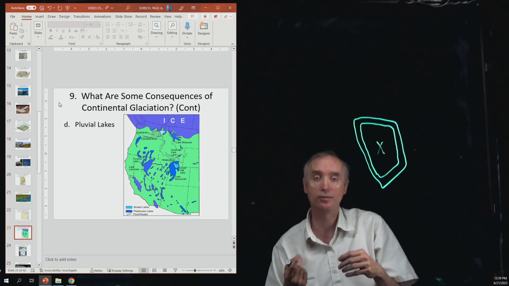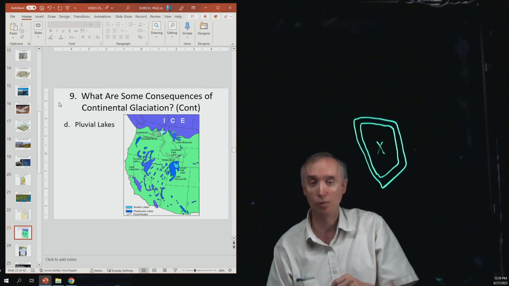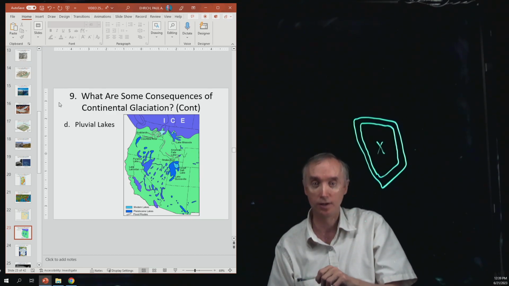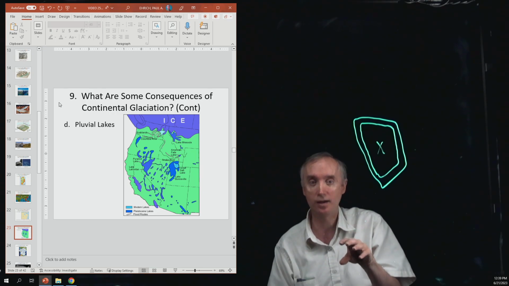So in the past, the Great Salt Lake was much larger than what it is today. And you can see that there were other lakes as well. Now, most of those lakes today are much smaller, and some of them are even dried up. But there's still evidence that during the ice ages there were these large lakes that were located.